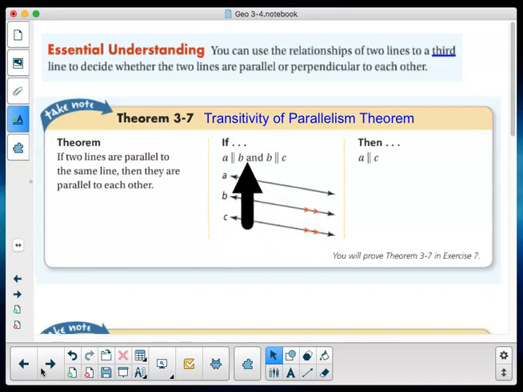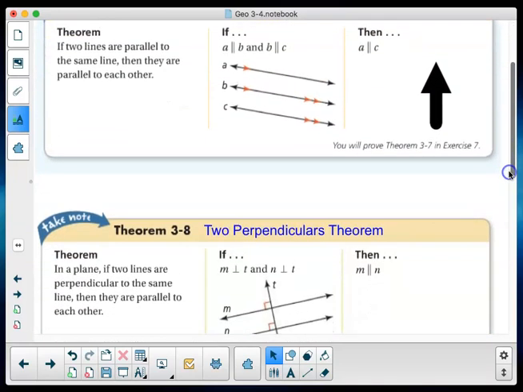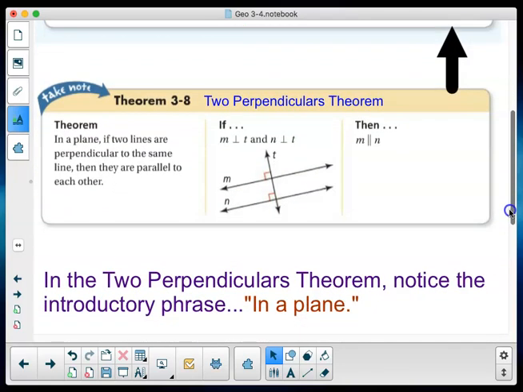Please notice that these markings here are showing that A and B are parallel, thus A is parallel to B, and that these double arrowhead markings are already showing that B is parallel to C. Since A and B are parallel and B and C are parallel, therefore A and C are now parallel. Okay? So we will be proving this fact in Theorem 3.7 in exercise 7.